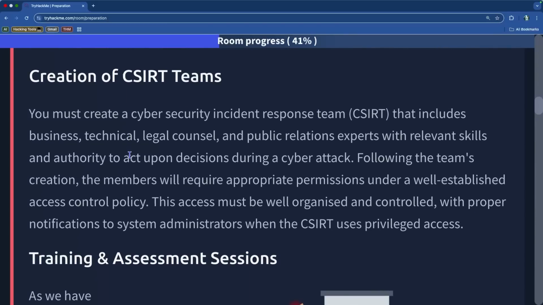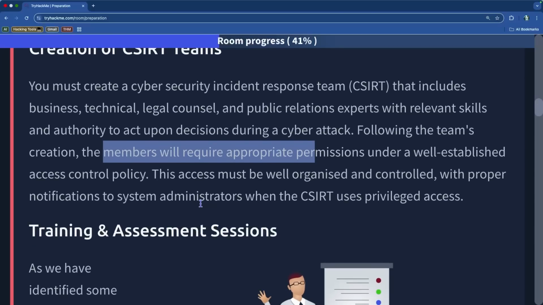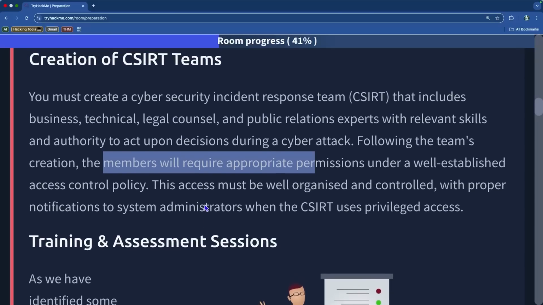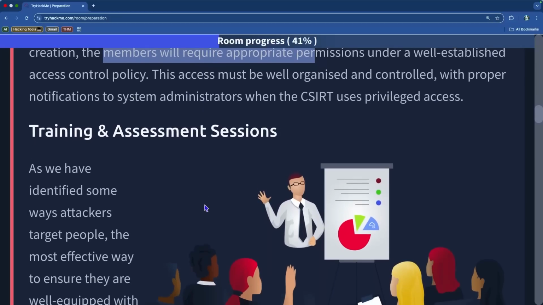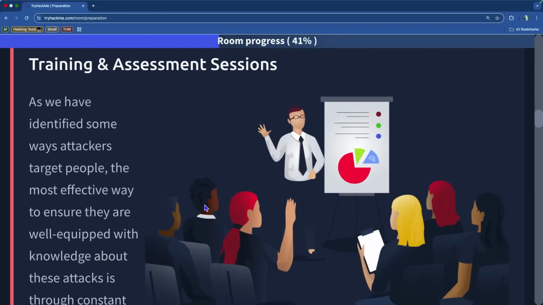So, the creation of the CCERT team, the Cybersecurity Incident Response Team, that includes the business, technical, legal counsel, and public relations experts with relevant skills and authority to act upon decisions during a cyber attack. After you create the team, the members will require appropriate permissions under a well-established access control policy. And this access must be well organized and controlled, with proper notifications to system admins when the CCERT uses privileged access. Once the team has been created, we need to go through training and assessment sessions.